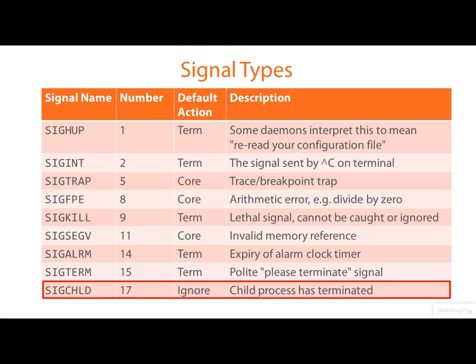Now you'll see here in the column labelled default action, that in most cases it says term. That means that if you don't install a signal handler, the action will be to terminate the process. Those marked core also indicate that the default action is to terminate the process, but in addition it will write a core file, that is to say a memory image of the process at the time. And a few signals, such as SIGCHLD in our table there, are ignored by default, so if you don't install a handler for them and one arrives, nothing happens.